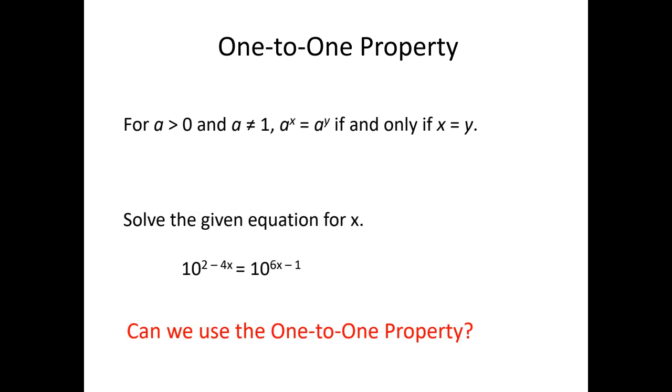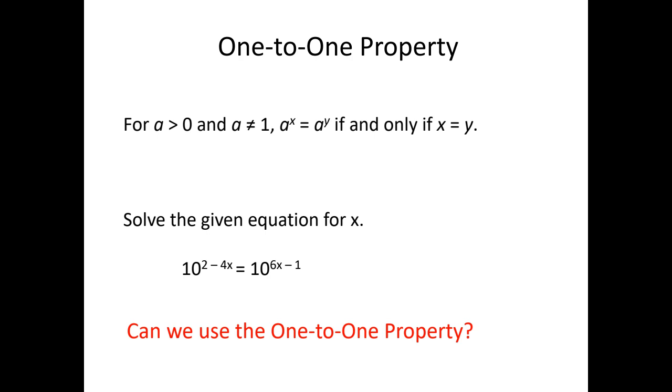So let's look at an example of using our one-to-one property to solve an exponential function equation. Here we have 10 to the 2 minus 4x is equal to 10 to the exponent 6x minus 1. Now, our question is, can we use our one-to-one property? Just by looking at our example, we see that the left side has a base 10, and the right side has a base 10, so the bases match. So far so good. But for this to be a true statement, our exponents have to be equal. So the answer is yes. We can use our one-to-one property to solve for this.